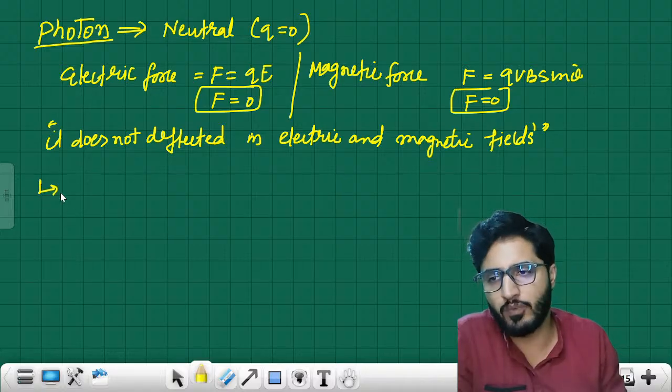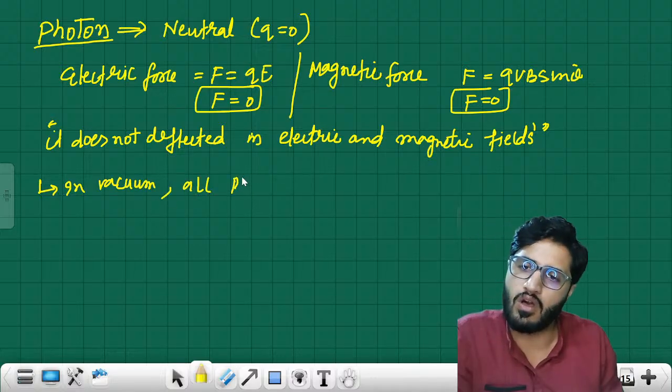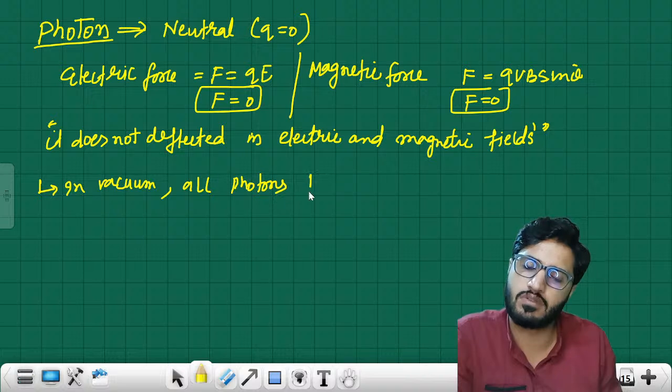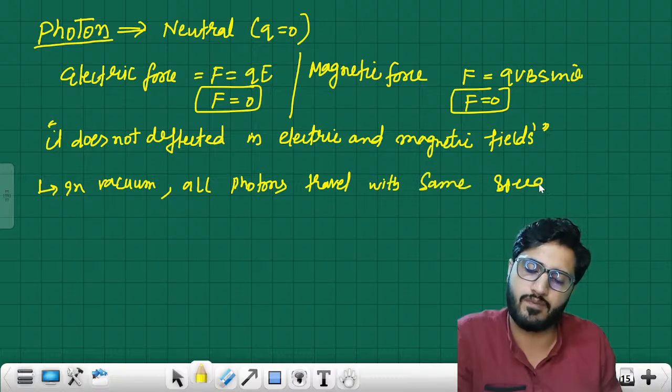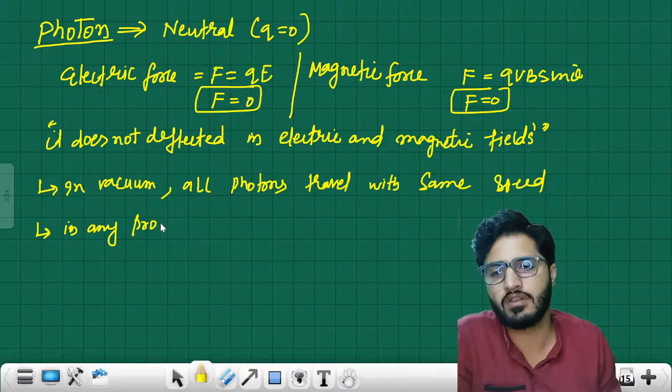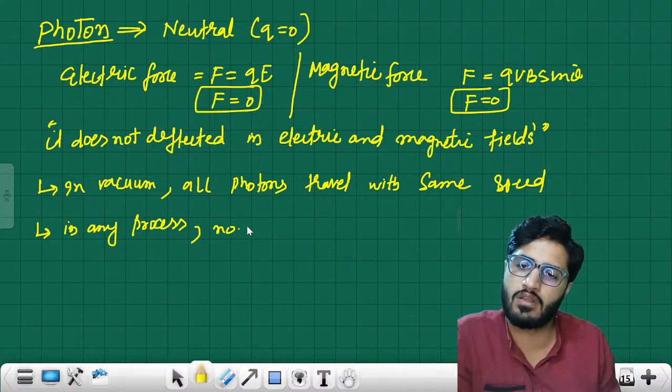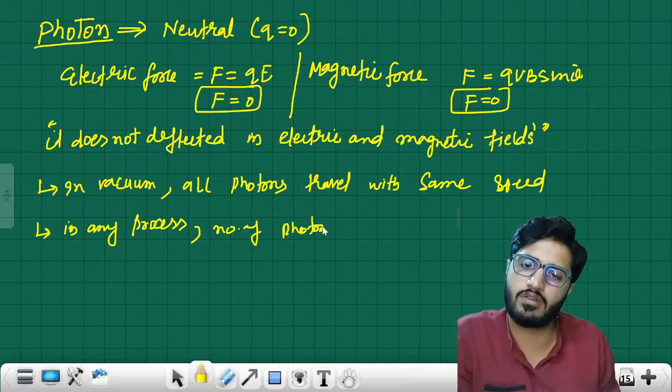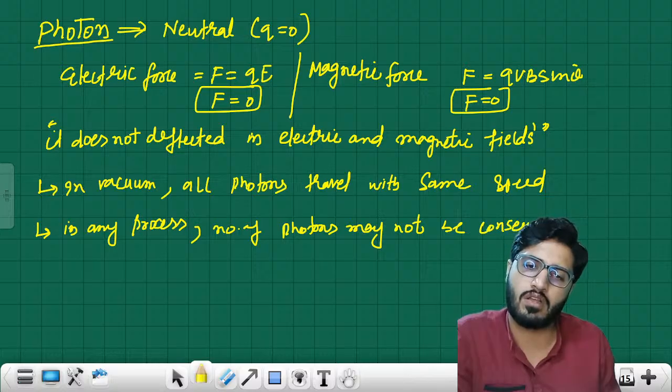One more point: in vacuum, all photons travel with the same speed. Next part: in any process, the number of photons may not be conserved.